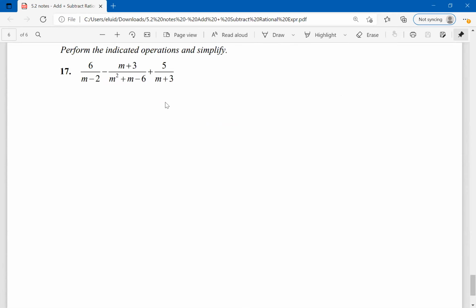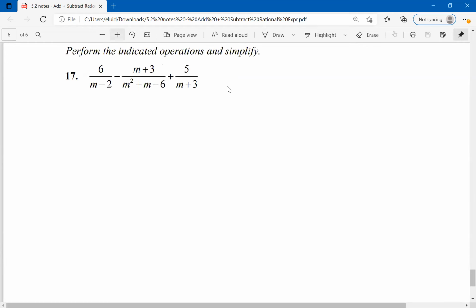Perform the indicated operations and simplify. All right, so this has 3 rational expressions together. 6 over m minus 2, minus m plus 3 over m squared plus m minus 6, plus 5 over m plus 3. So we need to know the common denominator.